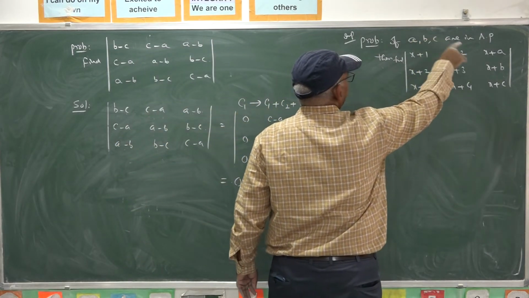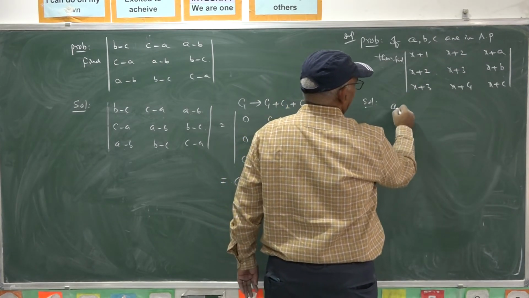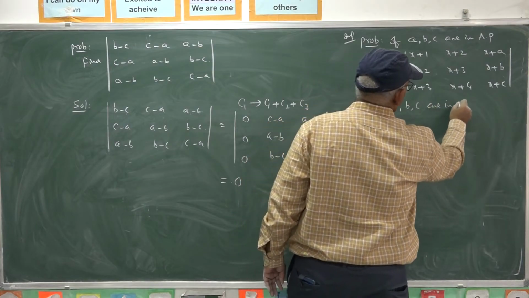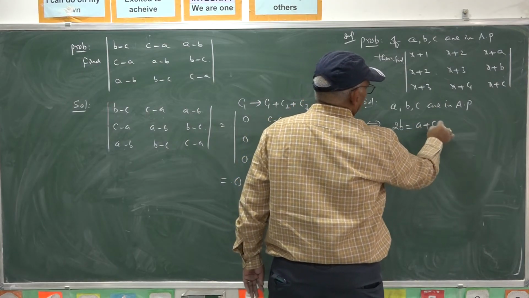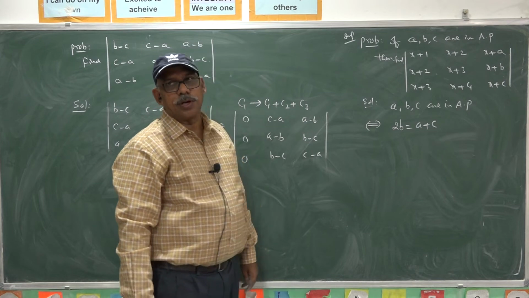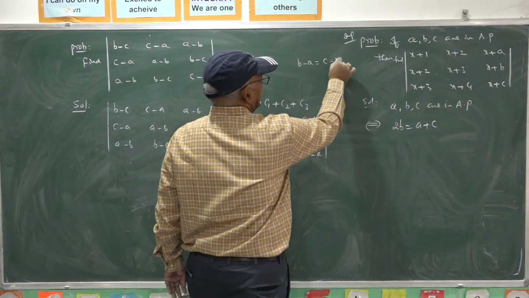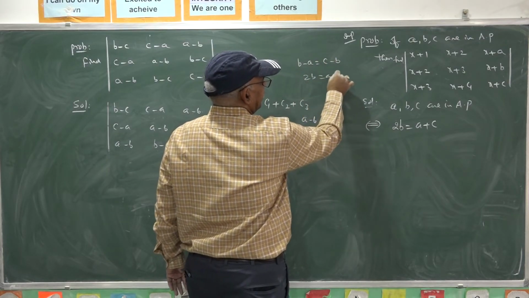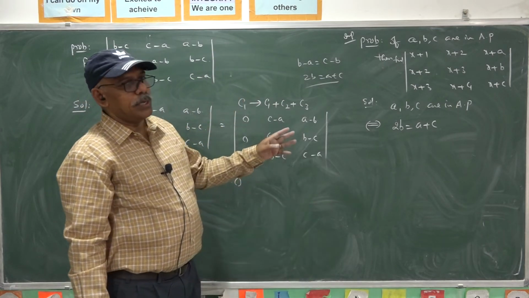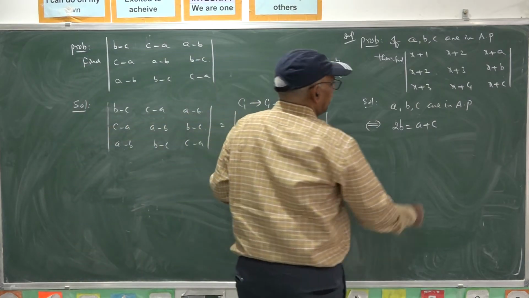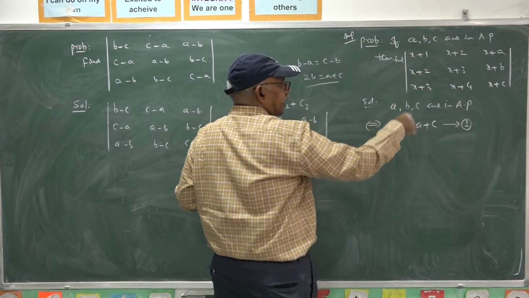To evaluate the determinant, the given condition is that a, b, c are in AP. So a minus b, or b minus a, equals c minus b. That implies 2b equals a plus c. Let this be 1. With the help of this relation, now we have to evaluate the determinant.